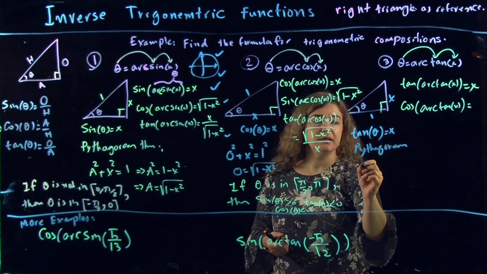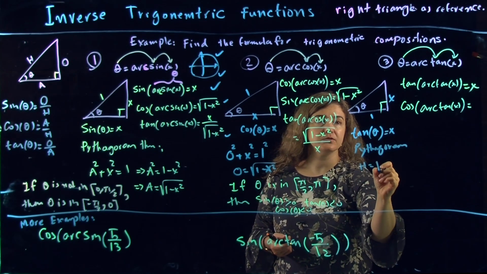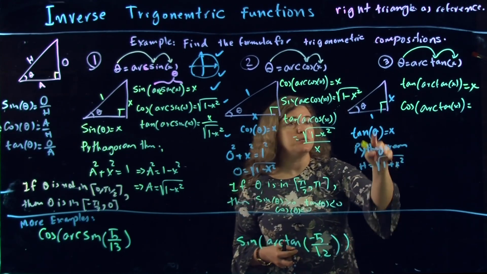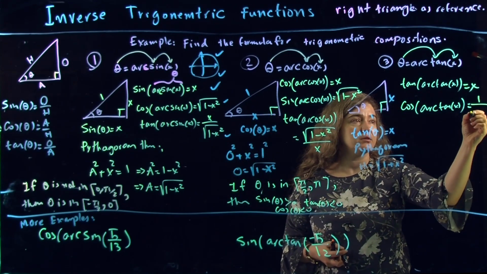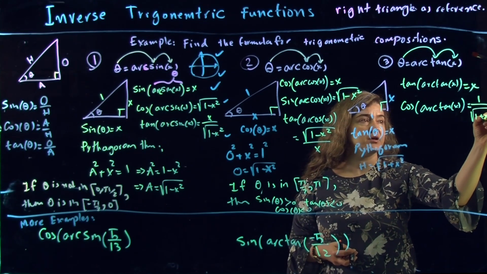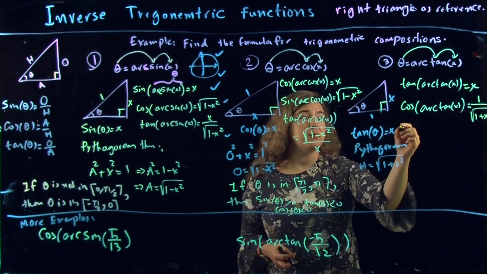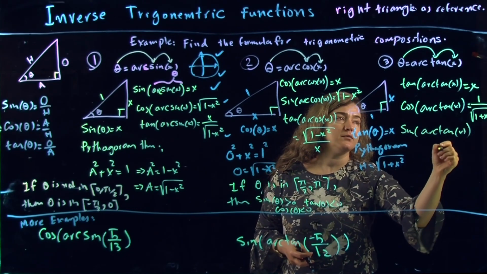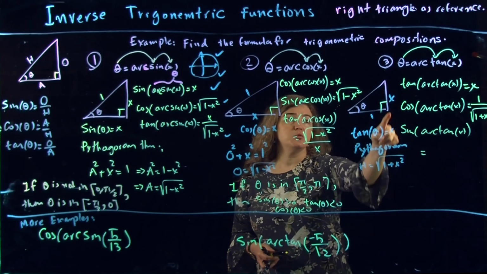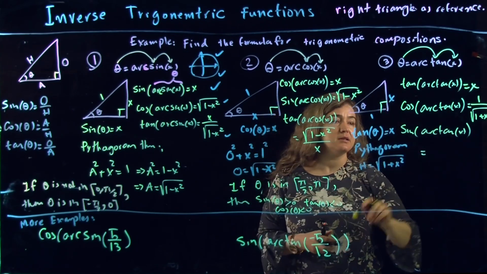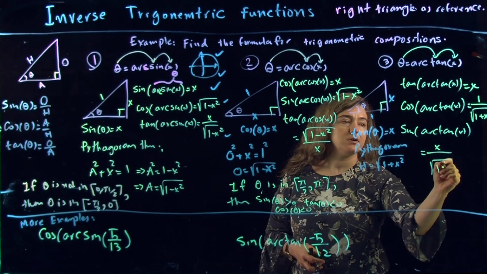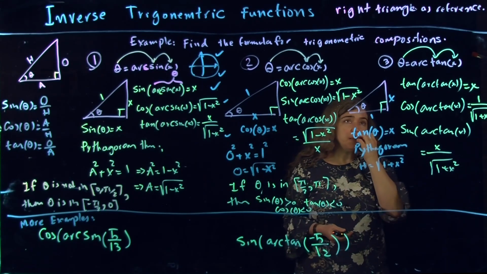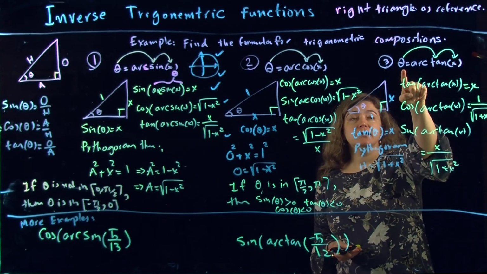And it would be hypotenuse is equal to 1 to the power 2 plus x squared. So it would be 1 over square root of 1 plus x squared. What about sine of arctan of x? Sine would be x over the hypotenuse, which is x over square root of 1 plus x squared.